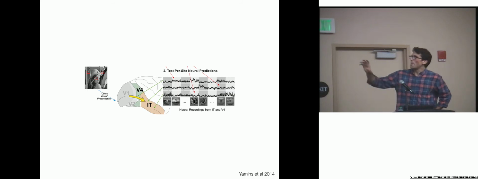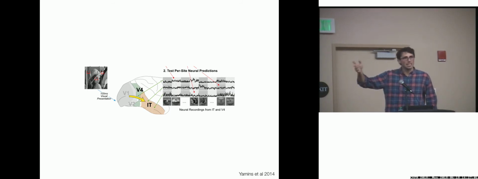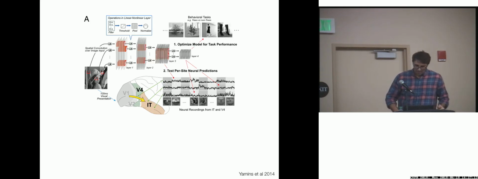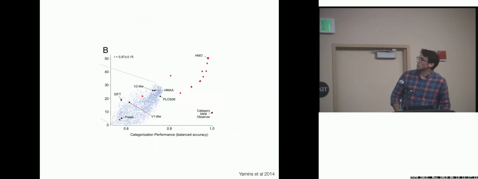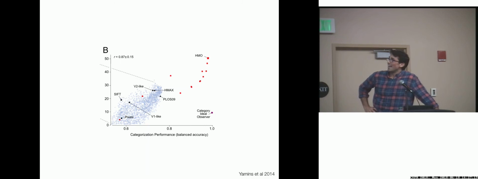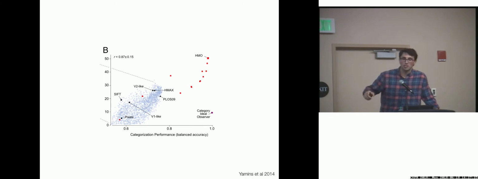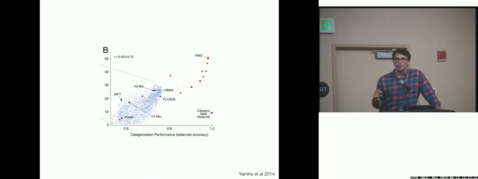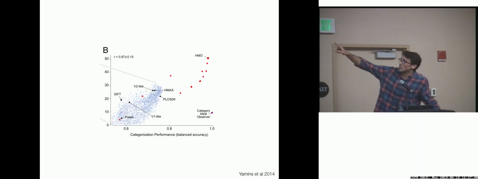So in this study, they recorded from primate V4 and IT, so these higher processing regions of visual cortex. And they recorded from those regions as they showed primates images of objects against rendered backgrounds. And what they found is that when they took a CNN and optimized it for object classification performance, so that's on the x-axis here, they found emergent abilities to do a good job at explaining IT activity elicited by each of these scenes. So that's on the y-axis there.